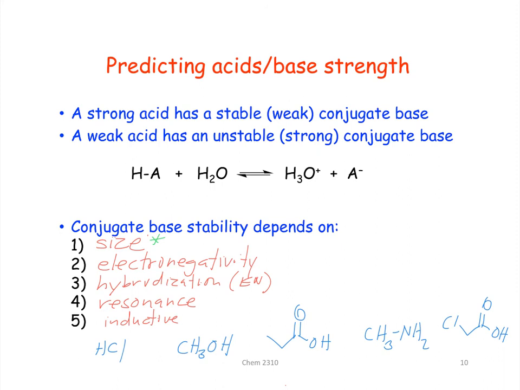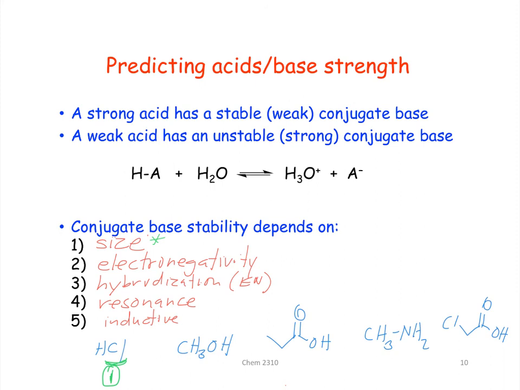So chlorine is the biggest. If we look first at size, we would say that chlorine, or chloride, should be the most stable conjugate base. So you should predict that this is the strongest acid. And just from our chemical experience in Gen Chem, we know that hydrochloric acid is a super strong acid, so that should be the strongest one here.